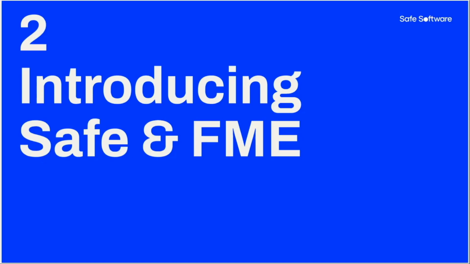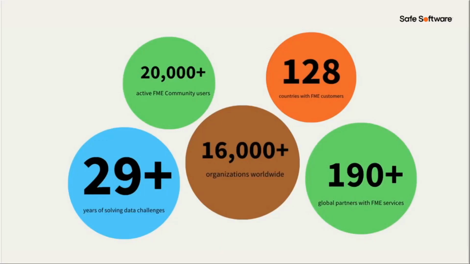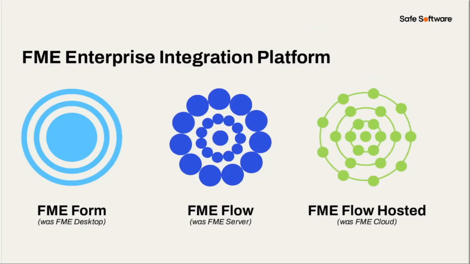We'll take a few minutes here to introduce FME. FME has been around for 29 years. We have 190 plus global partners, and we have over 20,000 active community users. The enterprise integration platform consists of 3 products: FME Form, where you create your workflows, connect to your data stores; FME Flow, where you automate and create real-time solutions; and FME Flow Hosted, which is where we host Flow in a cloud environment.